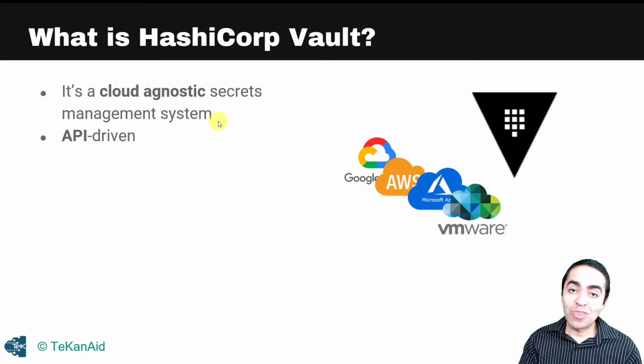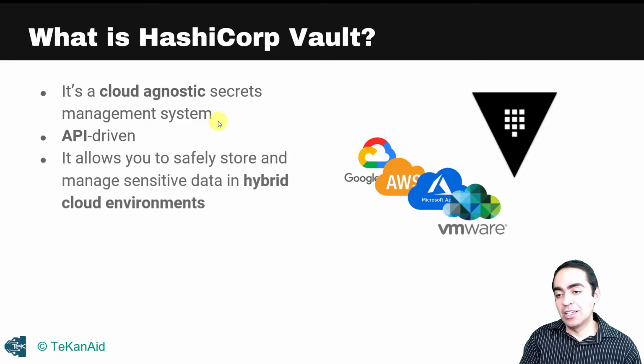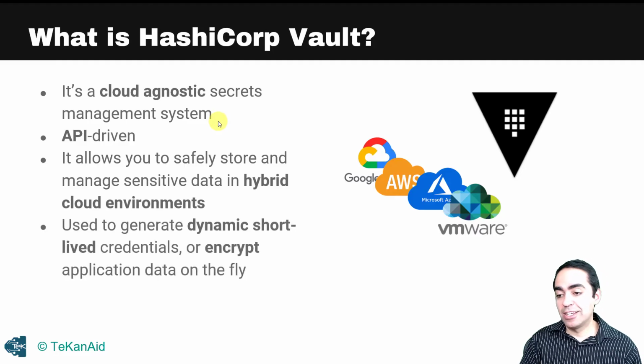Vault is API driven. Everything in Vault runs through the API. So if you want to interact with Vault through the CLI or even the UI, that will go through the API. It allows you to safely store and manage sensitive data in hybrid cloud environments. We touched on that. And also, it's used to generate dynamic short-lived credentials. It also encrypts application data on the fly. You'll notice me say this quite a lot, that the value of Vault is moving away from static, long-lived credentials to more dynamic, short-lived credentials. Very key to understand that point.